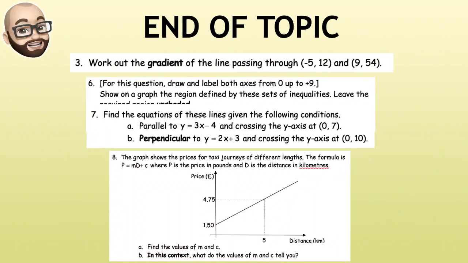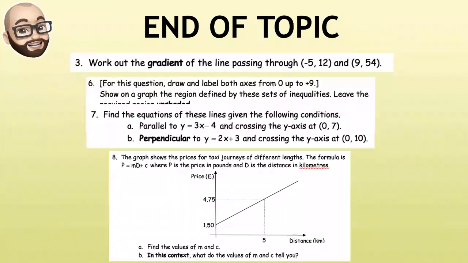So if we had 2 points, we said it was the difference in y divided by the difference in x. On question 8, what you need to do then is work out 2 points. You can kind of see where they are on the graph. Work out the difference in the y's, work out the difference in the x's, and then do a divide. That'll tell you what the value for m is, and like I say, c is the intercept.